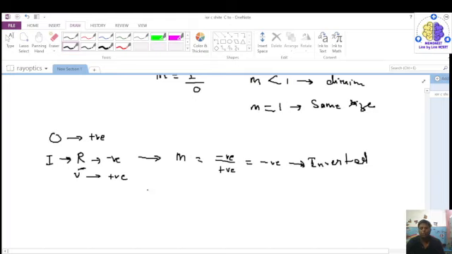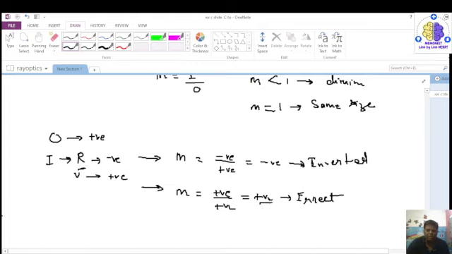Now if I talk about the virtual image, in case of a virtual image, m is equal to what? I will be positive and O will also be positive, which will give you a positive result, which means erect, right? So if linear magnification is positive, then the image formed is a virtual image, right?